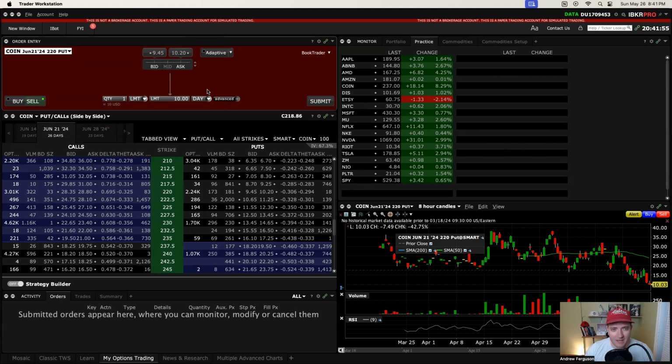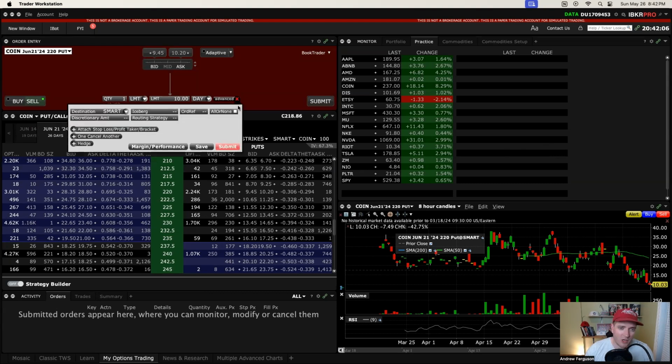And then you have the luxury of setting up your stop loss for this put option. Okay, you're going to sell this contract. And by clicking this advanced button right here, that plus button, then you go over and you click on attach stop loss / profit taker / bracket. This plus button right here in the top three.